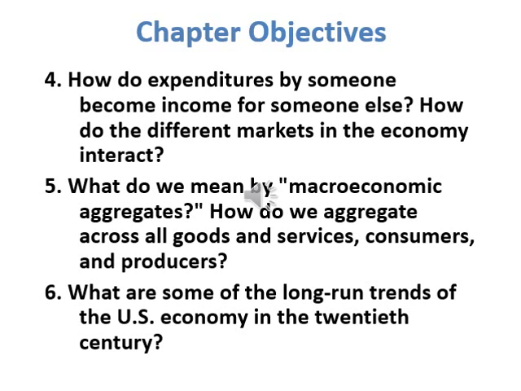4. How do expenditures by someone become income for someone else? How do the different markets in the economy interact? 5. What do we mean by macroeconomic aggregates? How do we aggregate across all goods and services, consumers, and producers? 6. What are some of the long-run trends of the U.S. economy in the 20th century?